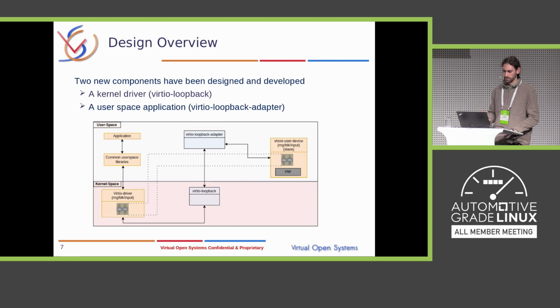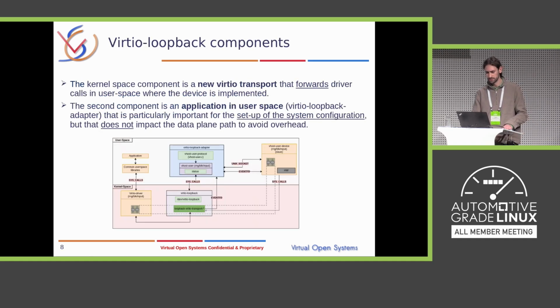A brief overview, and we will dive into the specific components in the next slides. So, as we already said, we are trying to bridge Virtio drivers with the vhost-user devices. This is done basically with one kernel space component called the Virtual-Loopback transport driver, or Virtual-Loopback, whatever you call it, and the adapter. The adapter is a user space component.